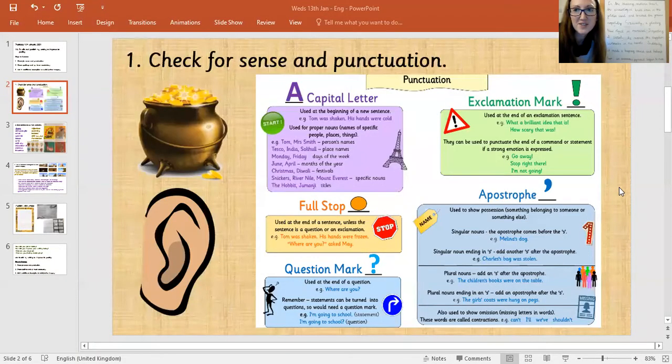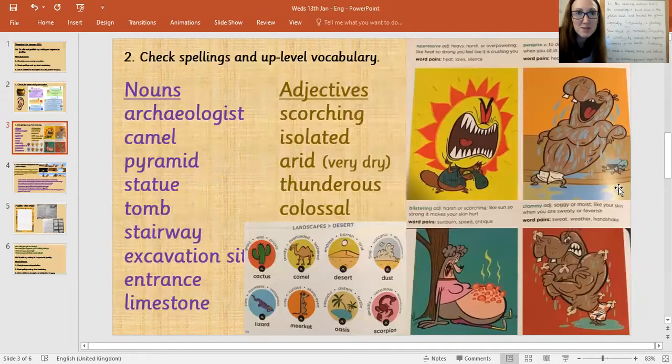Right, okay, so check 1 complete, ding. Let's go on to step number 2. So this is where we're going to check spellings and up-level vocabulary. Okay, what you can see on the slide here is that I have put together a list of nouns that I think would be useful.